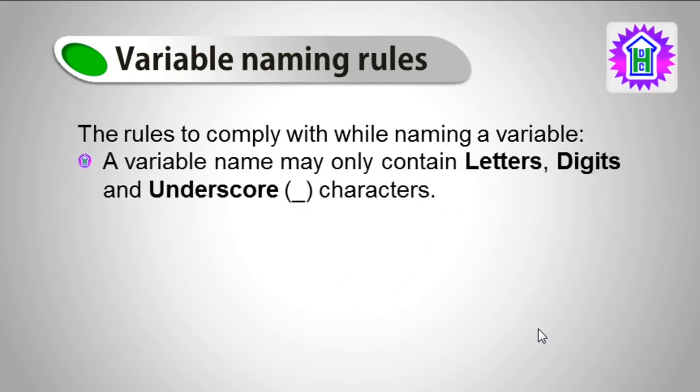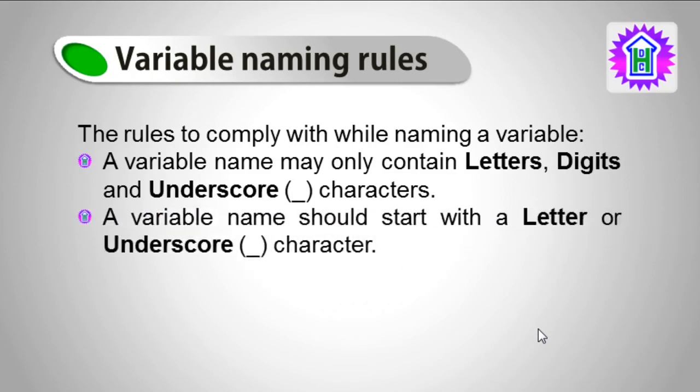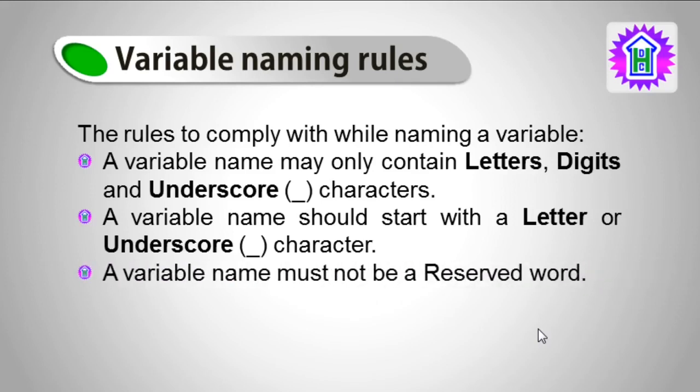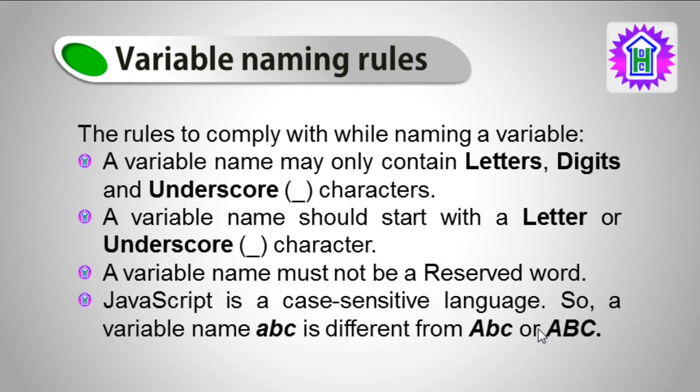A variable name may only contain letters, digits, and underscore characters. A variable name should start with a letter or underscore character. A variable name must not be a reserved word. JavaScript is a case-sensitive language. So, a variable name written in lowercase abc is different from capitalized Abc, or it is also different from uppercase ABC.